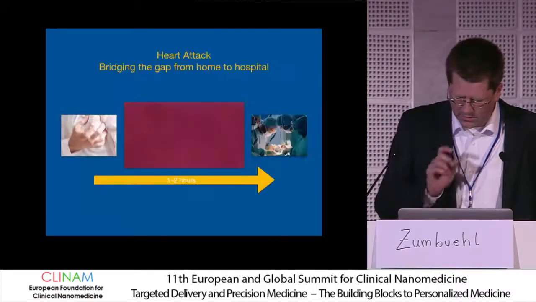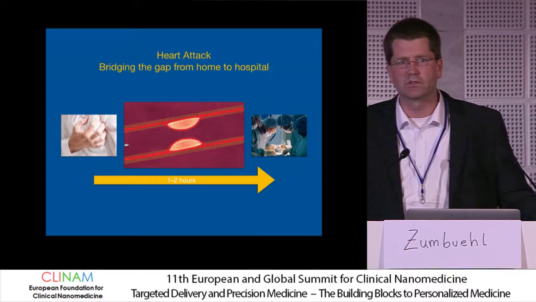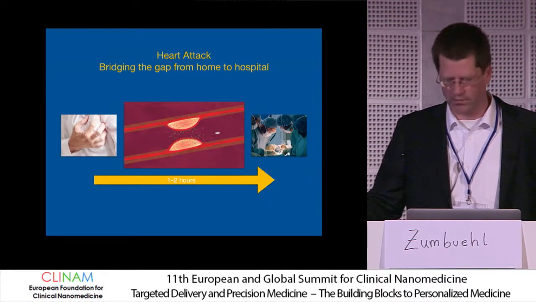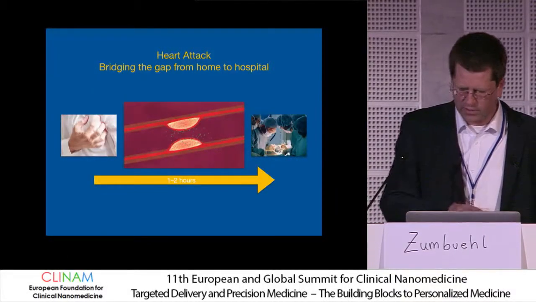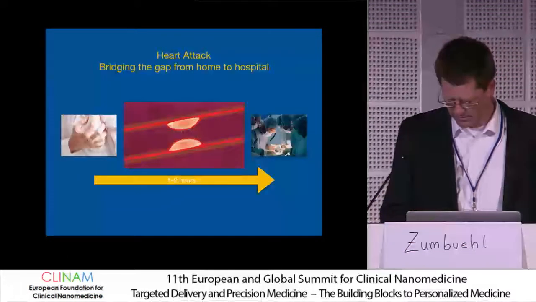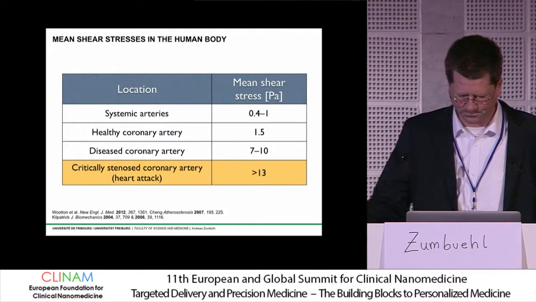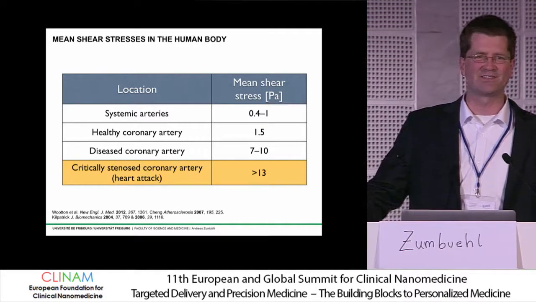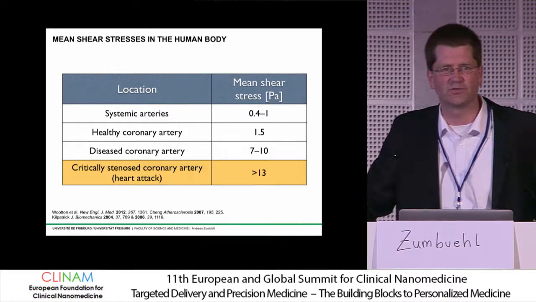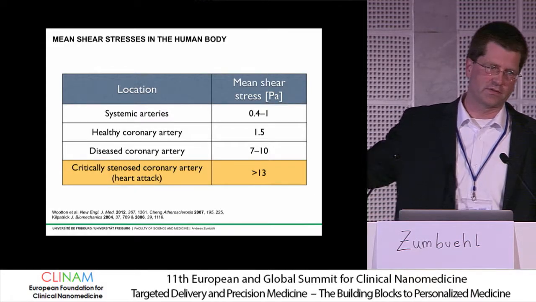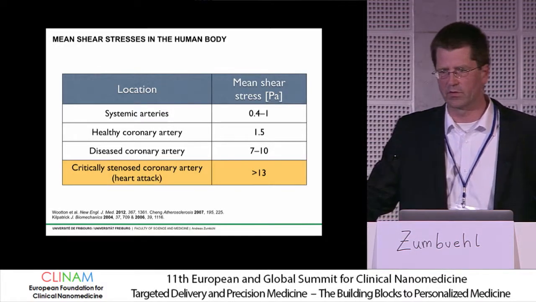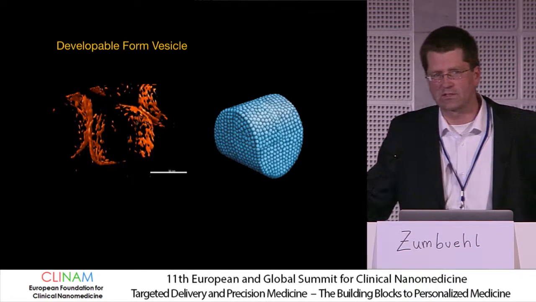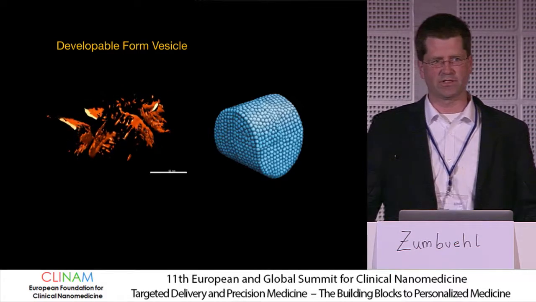Now, our idea is to really use the changes in shear stress in the stenosed artery to release a drug at the site where we need it during these 1 or 2 hours that it takes to take the patient to the hospital. Now, physics is on our side. A typical artery has a wall shear stress of 0.5 Pascal, and it can go up 10-fold and even 100-fold when you go into a stenosed artery. Now, we need a vessel that reacts to shear stress.